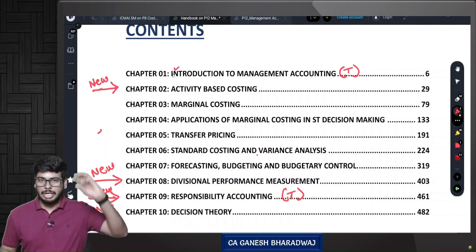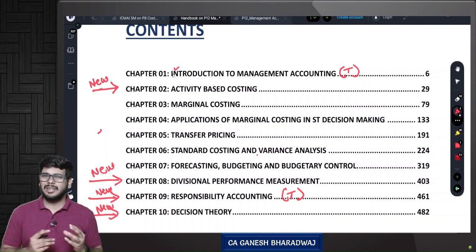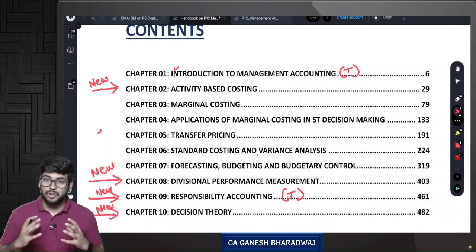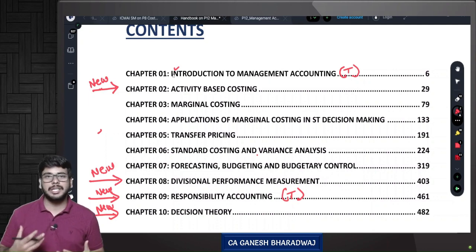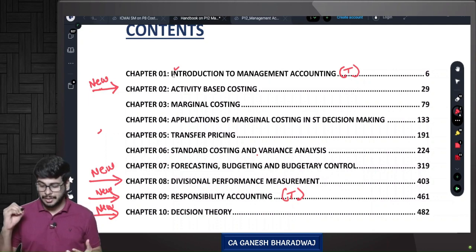Are you clear with this? So out of 10 chapters, 2 chapters are basically non-numeric chapters, and the other 8 chapters are numerical chapters. So practical questions are there that you need to solve using figures.